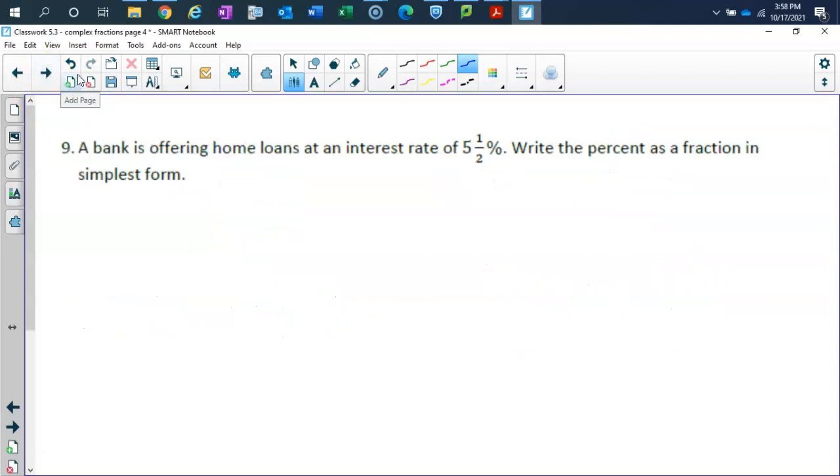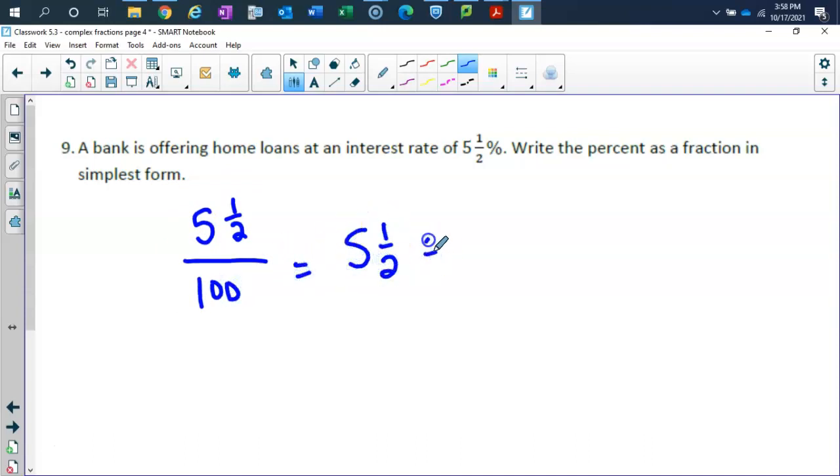Number 9, a bank is offering home loans at an interest rate of 5.5%. Write this percent as a fraction in the simplest form. Go. Well, again, every percent in the world is out of 100. So this is 5 1/2 divided by 100. And when you punch that into your calculator, you're going to get 11 out of 200.